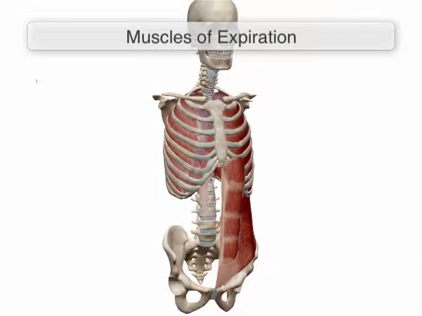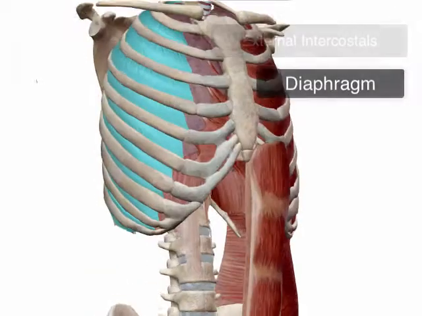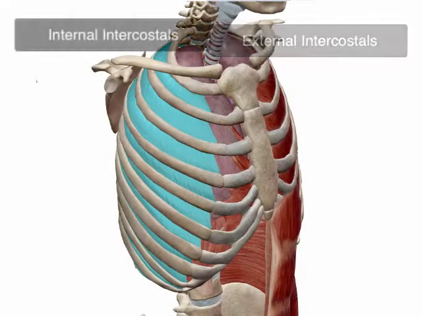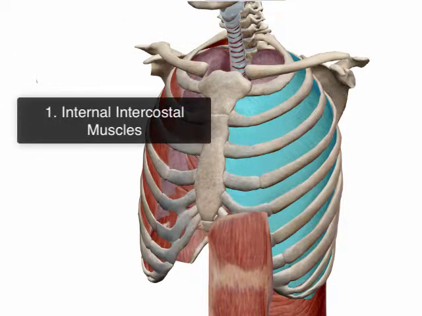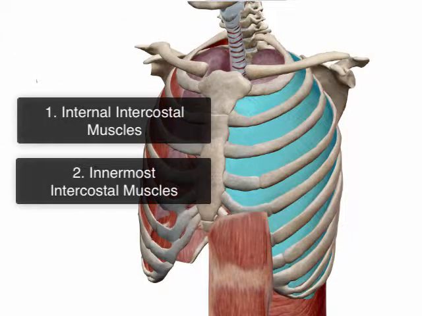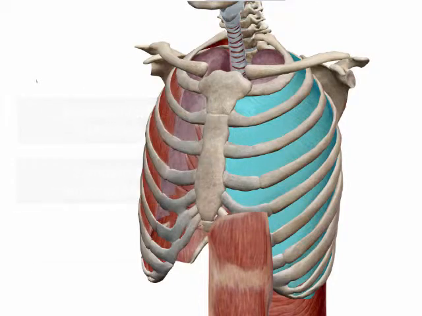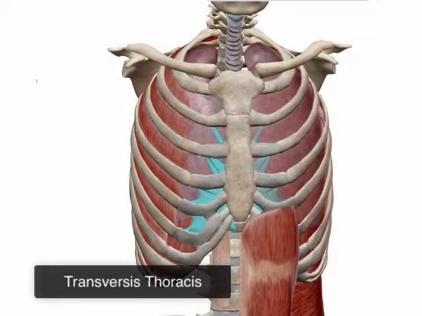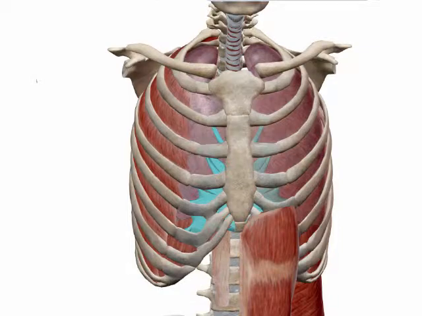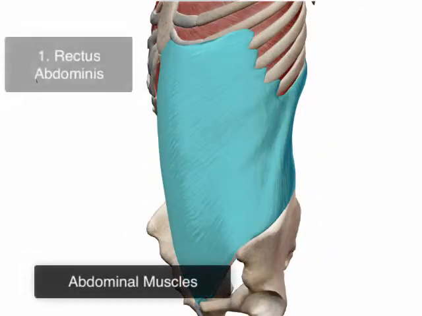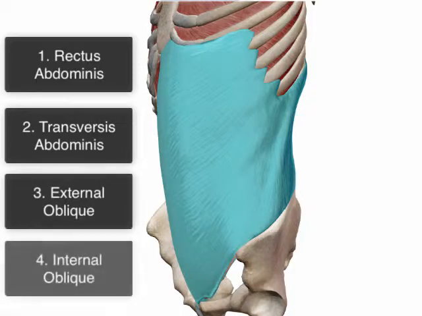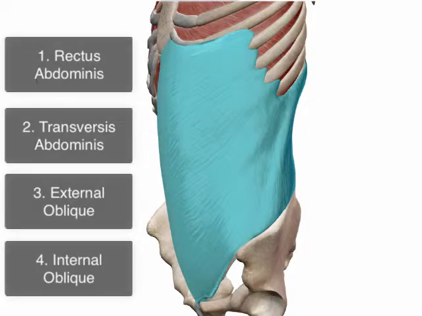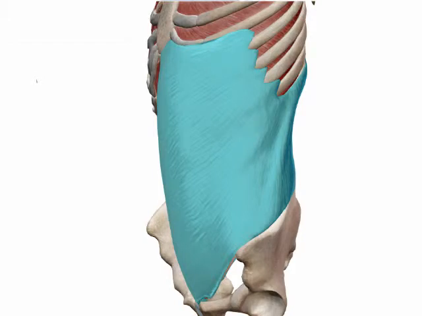The muscles of expiration include the diaphragm, the external intercostals, the internal intercostals, which can be subdivided into two, the internal intercostal muscles and the innermost intercostal muscles, transversus thoracis, and the abdominal muscles, which are the rectus abdominis, transversus abdominis, and the external and internal obliques. To see more information, see the in-depth section.